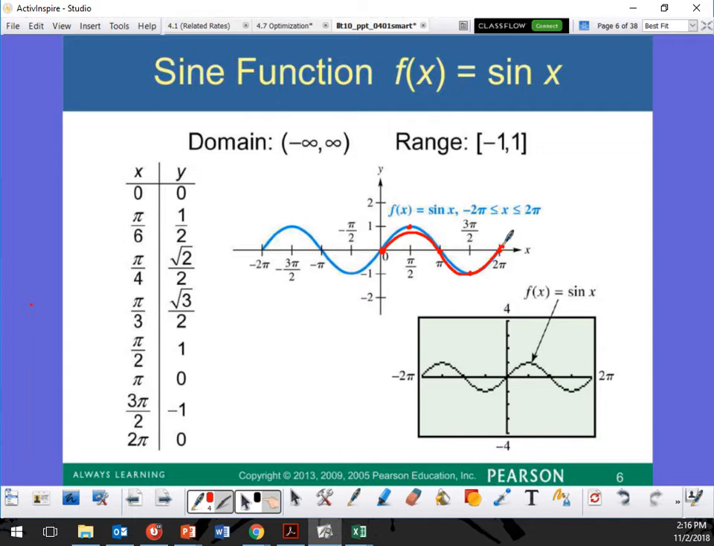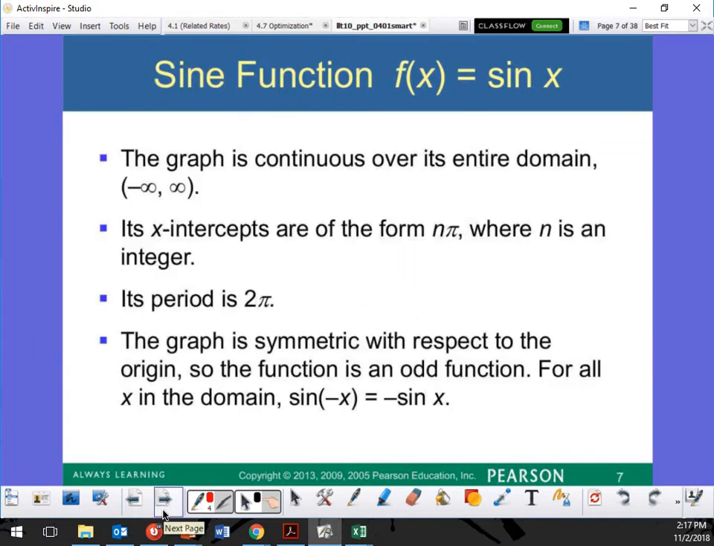Easy? Okay, good. The graph is continuous over the entire domain. That means there are no kinks, jumps, asymptotes, or holes. It is going to be continuous all the way through, from negative infinity to positive infinity. The x-intercepts are in the form of n times pi. The period is 2 pi, so you need this.